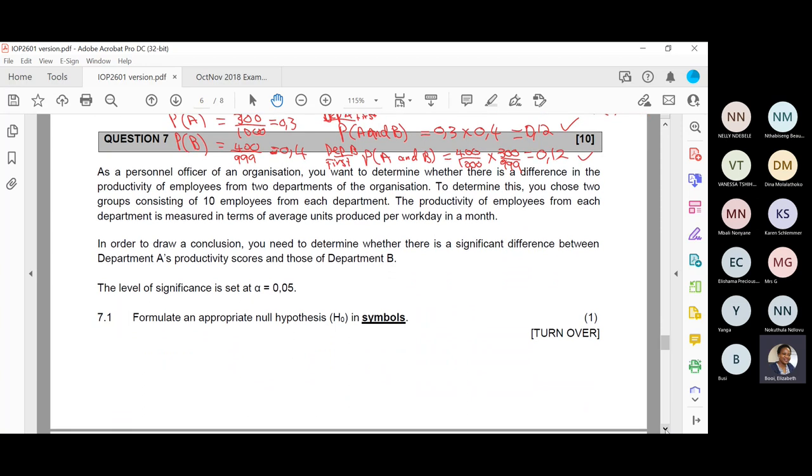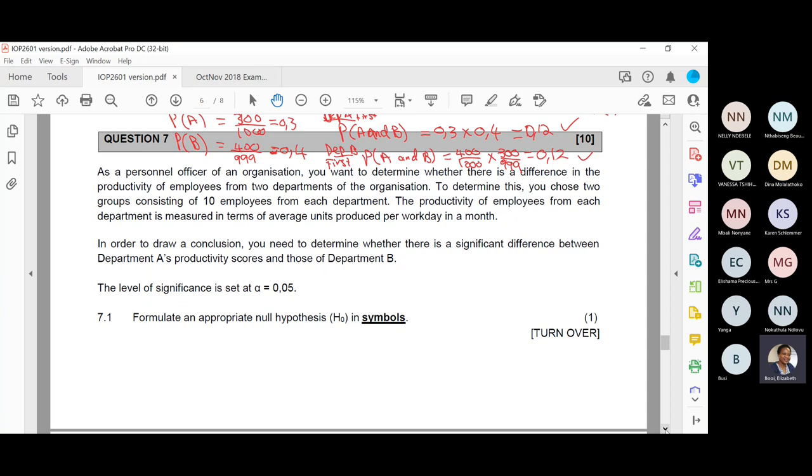Okay, question 7. Now we get into hypothesis testing. Question 7 says a personnel officer of an organization wants to determine whether there is a difference in the productivity of employees from two departments of the organization. Remember, this is two different departments. To determine this, you choose two groups consisting of 10 employees from each department. Therefore, they are independent of one another. What happens in one department does not have any bearing on what happens in another department. So these are two independent samples.